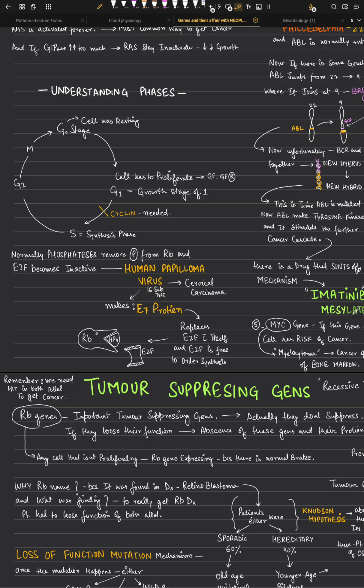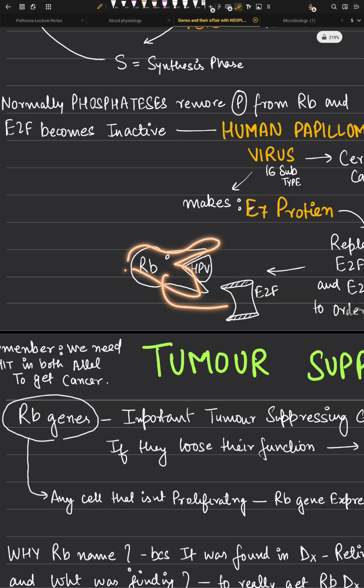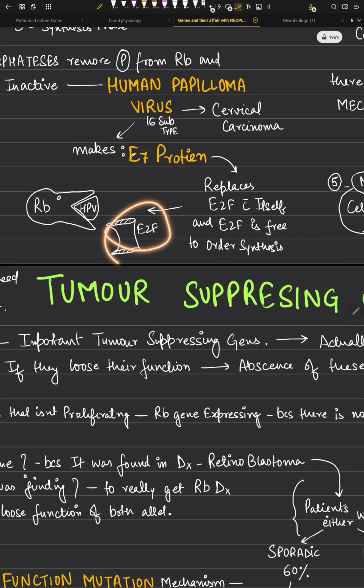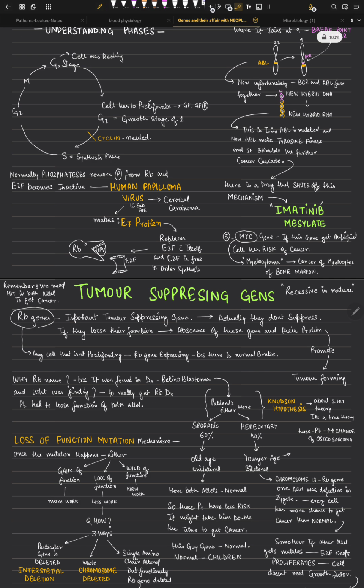Okay, so normally phosphatases remove the phosphate from RB and E2F becomes inactive, right? Now here what happens is that human papilloma virus 16 subtype, which causes cervical cancer, makes something called the E7 protein. Now this E7 protein replaces E2F with itself. Now E2F is freed. This RB protein is supposed to bind with E2F. Now this HPV makes E7 protein, and then you will have free E2F. Now this will make a lot of genes, a lot of proteins, a lot of synthesis.